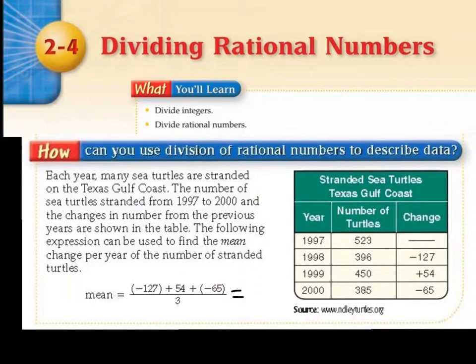So if we went ahead and added, we get negative 138 divided by 3. Negative divided by positive is going to be a change of negative 46.